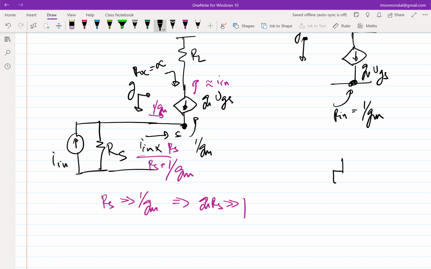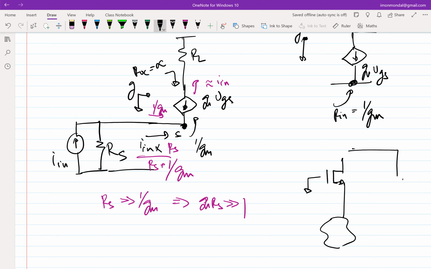So let's say incrementally this is grounded. So let's say something is connected here, I don't know what. And under the condition that there is no feedback from drain to source, drain is as is, and let's assume it's biased. I'm only interested in the incremental sense. What will be the output impedance?